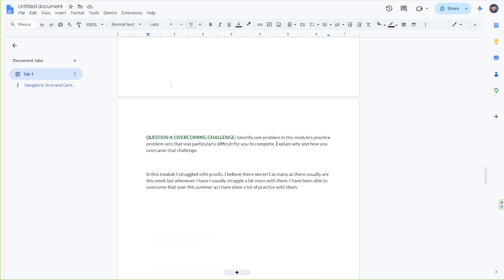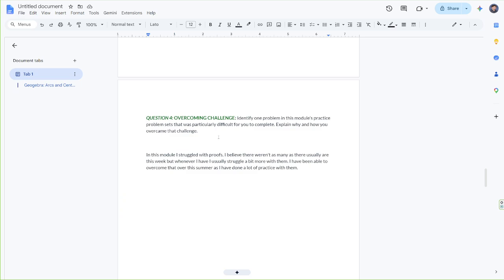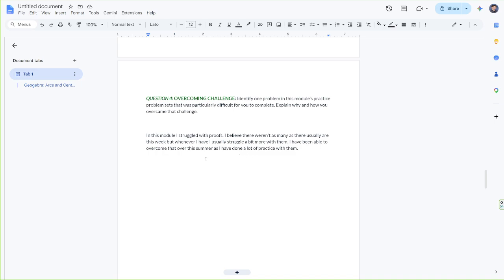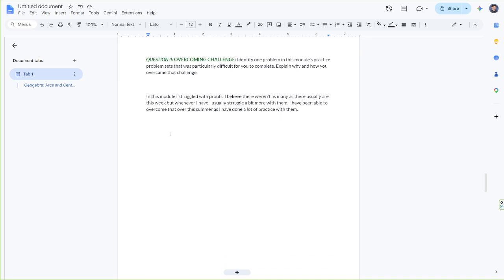And then question 4, identify one problem in this module's practice problem sets that was particularly difficult for you to complete, and explain why and how you overcame that challenge. In this module, I struggled with proofs. I usually struggle with proofs. There weren't as many in this week as there usually are, but whenever they are, I usually do struggle with them. And overcoming it over this course, it's mainly just I've had a lot of practice with them. I've had now 6 weeks to do them, so I'm a lot more familiar with them than when I started.